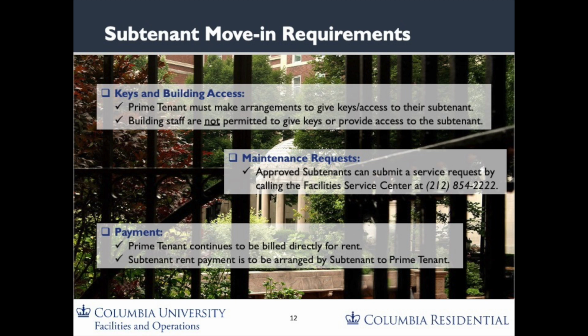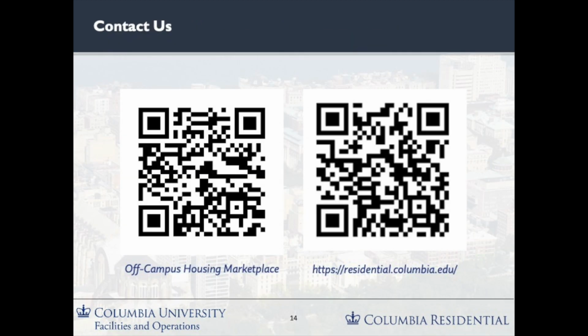And if for some reason something breaks or goes wrong, there's a leak, something doesn't work with the structures inside the apartment, your approved subtenant has the right to submit a maintenance request through the Facility Service Center. That number is on the screen there. You want to make sure that they know about that. As long as they're an approved subtenant, they can make that request, and the super will respond.